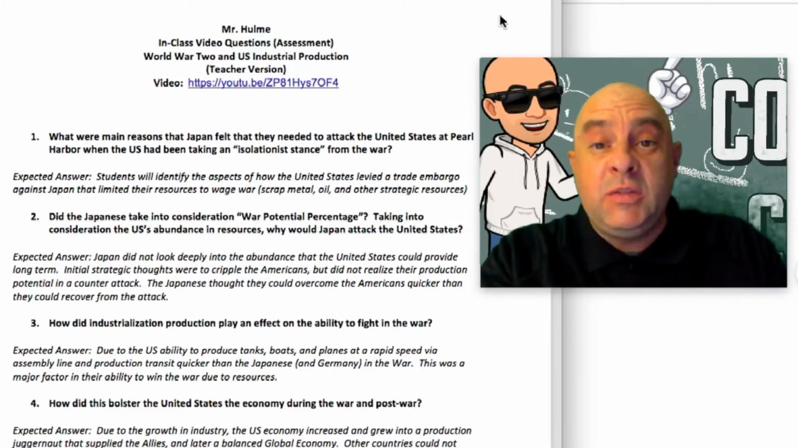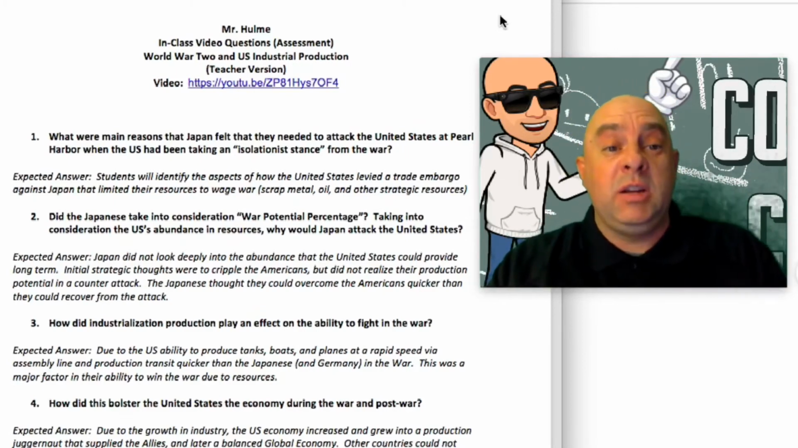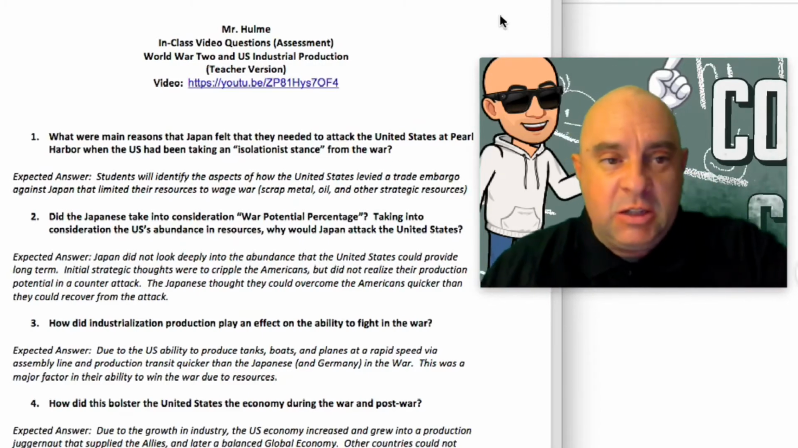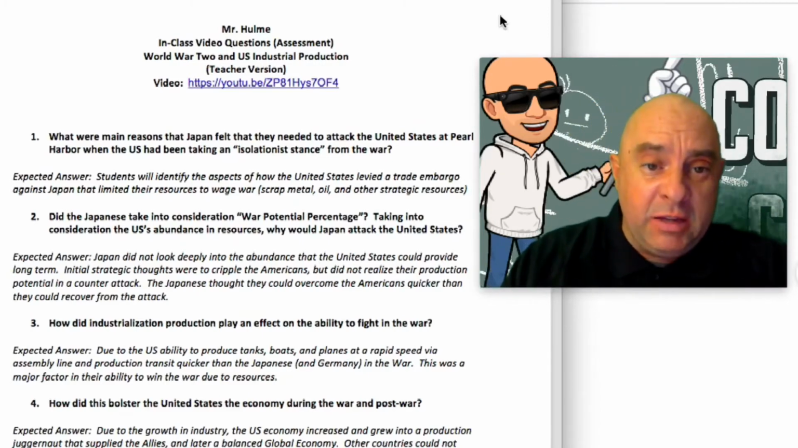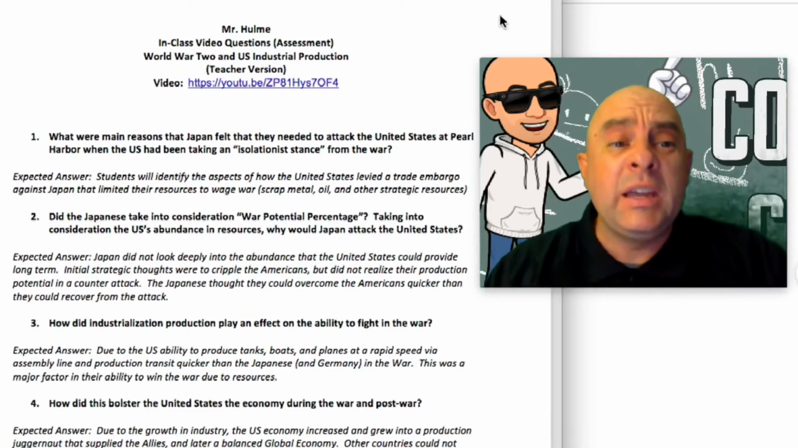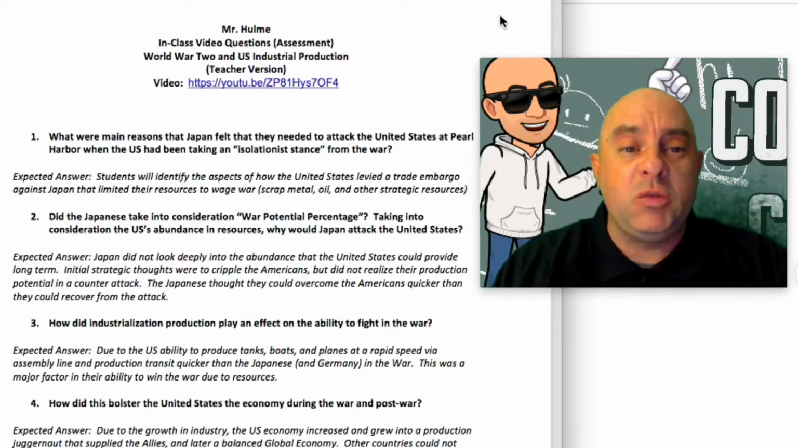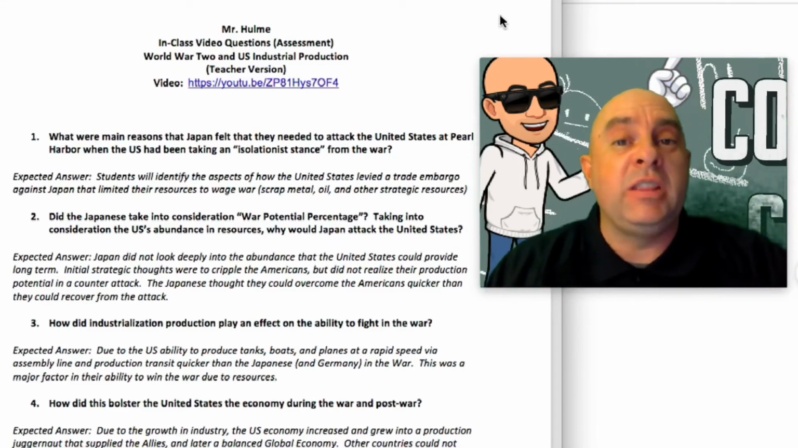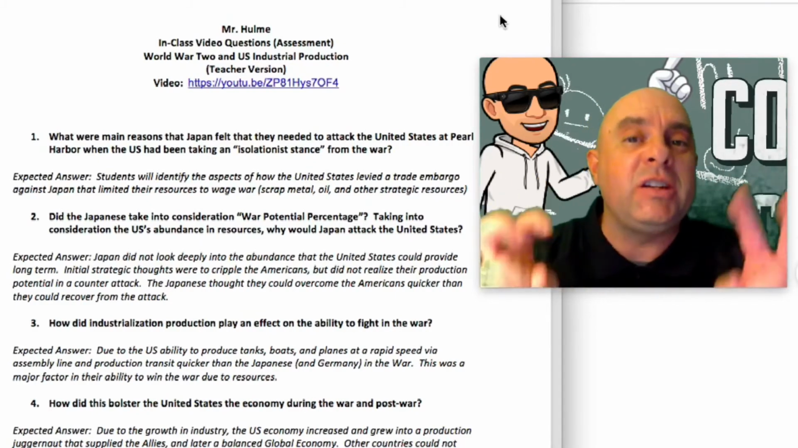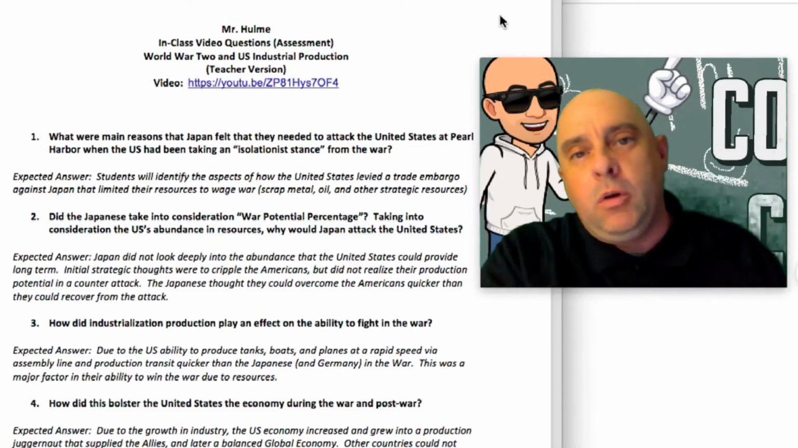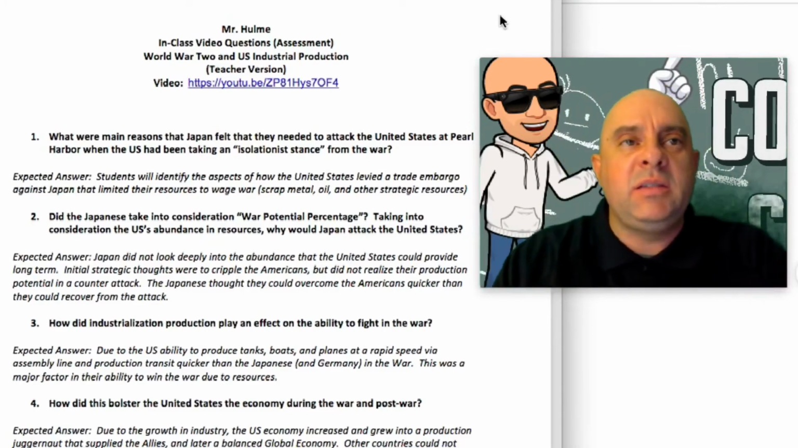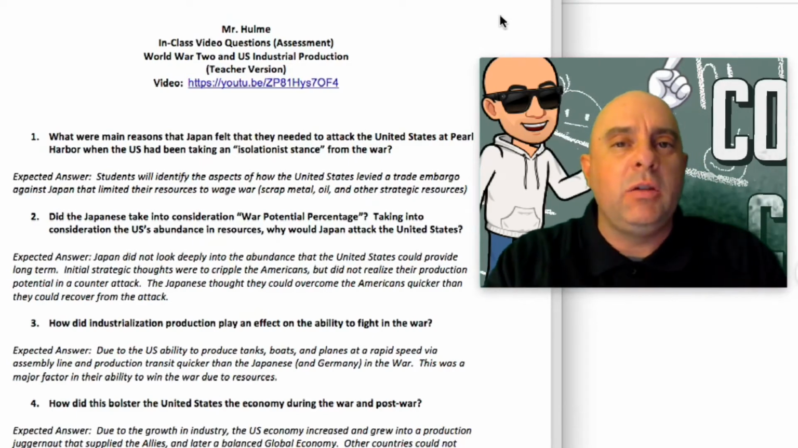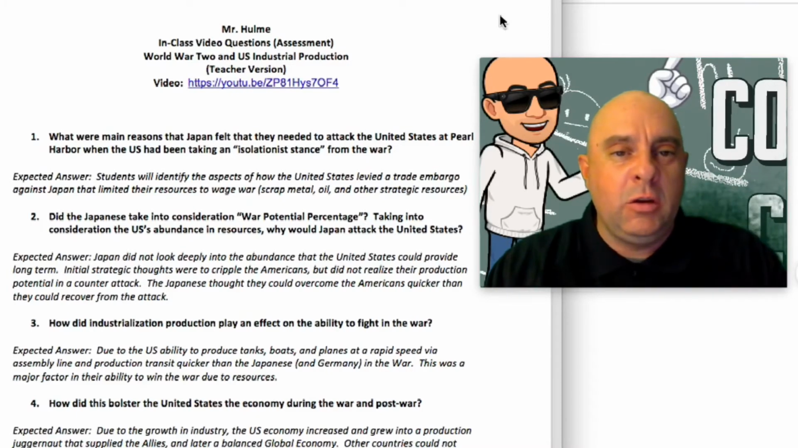So in the previous part of this video, we didn't really talk about the isolationist stance from the United States. But right here, my expected answer is students will identify the aspects of how the United States levied a trade embargo against Japan that limited their resources to wage war, like scrap metal, oil, and other strategic resources, okay? So the United States basically took that advantage away from Japan. What they were intentionally trying to do, even with their isolationist stance, is, everybody knows that we were already feeding the Allies because the mission from Japan and Germany was so violent and negative anyways. I think the writing was on the wall that this was going to go to a world war.